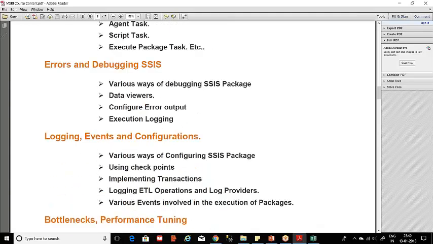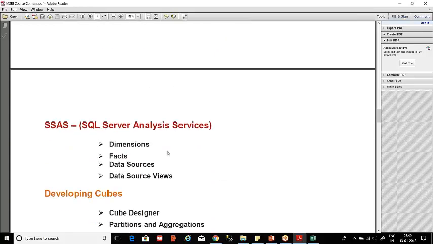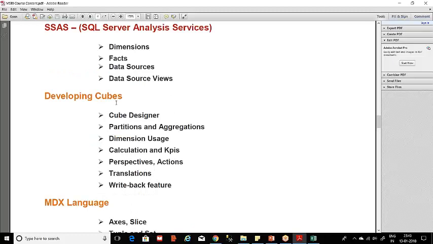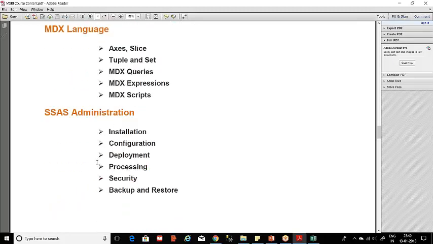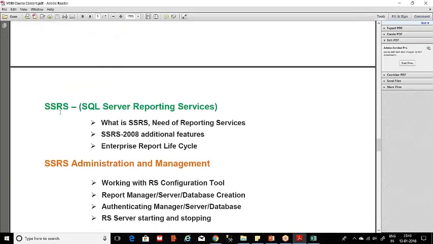Once I'm done with SSIS, I will start SSAS. Here you can see SSAS. In SSAS we'll deal with the dimensions, facts, data source views, how to develop the cube, how to use the MDX language, and what the administration concepts are that we are going to discuss to deal with the cube. And after that, SSRS.